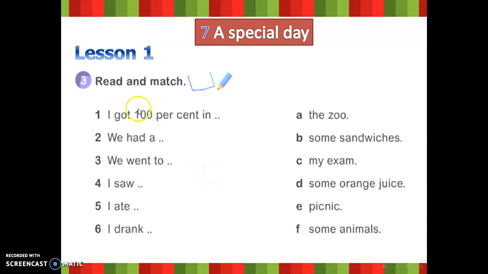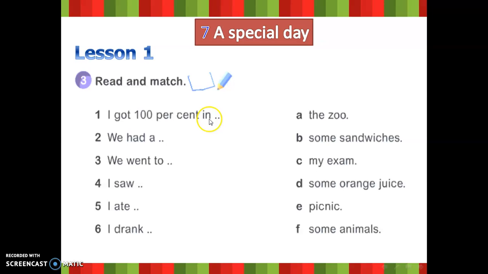Now notice the verbs that have come up. First got, had: how do we say have? Got: how do we say get? Went: how do we say go? Saw: how do we say see? Ate: how do we say eat? Drank: how do we say drink?